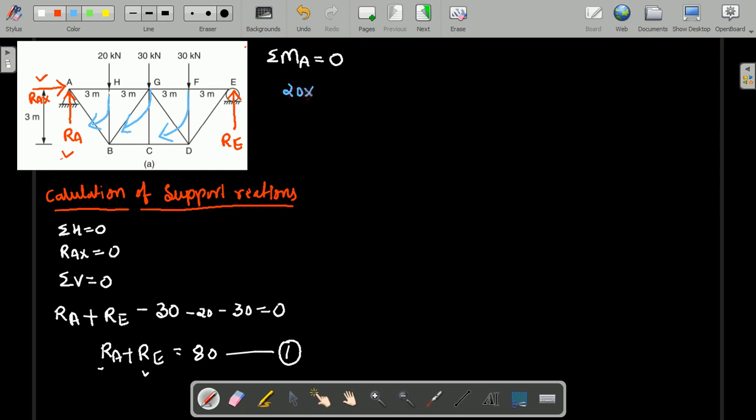I will write the moment due to the 20 kilonewton: 20 is a force, and perpendicular distance is 3. Direction is clockwise, therefore it is positive. And moment due to this 30 kilonewton, 30 is acting at point G, the perpendicular distance from G to A is 6. So, 30 into 6, again clockwise, positive. Similarly, another 30 kilonewton is acting, 30 into the total perpendicular distance 9. That we have already considered.